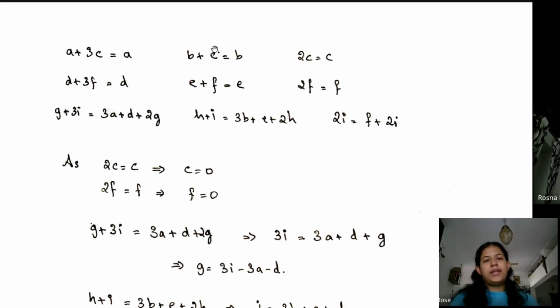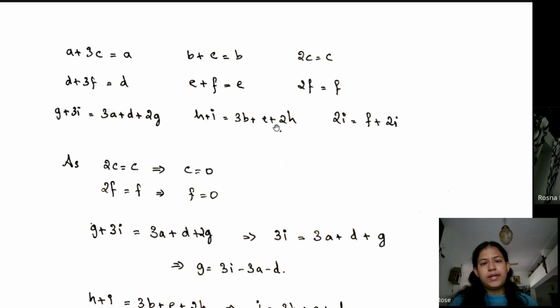Now with C and F equal to 0, B equals B and E equals E, which doesn't give anything else. Here also, with C equal to 0 and F equal to 0, A equals A and D equals D, which again doesn't give anything. Then in the other cases, G plus 3I equals 3A plus D plus 2G. Here I can cancel G from both sides, and that gives 3I equals 3A plus D plus G. Writing in terms of G, G equals 3I minus 3A minus D, so G can be written as a linear combination of I, A, and D.